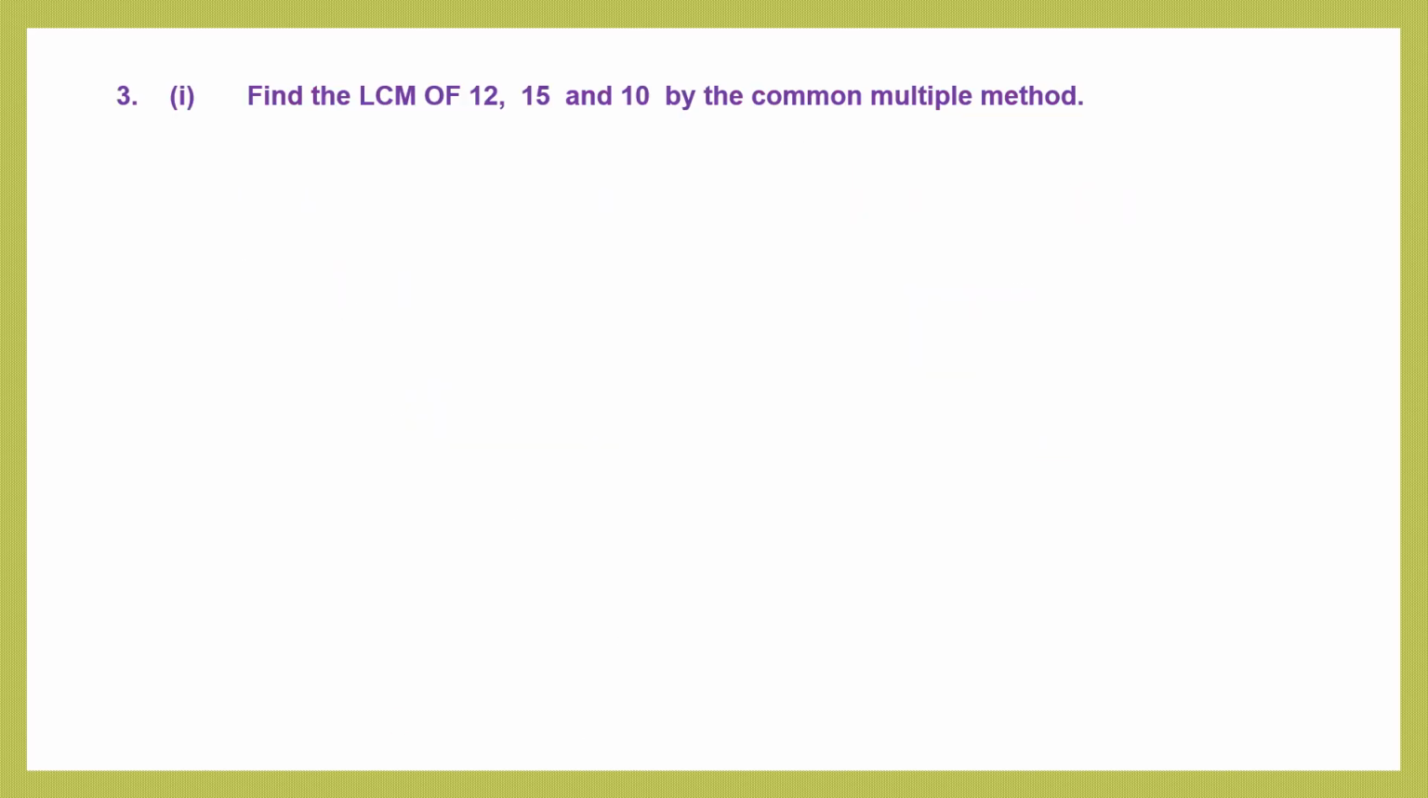Question 3. In this, the first one, find the LCM of 12, 15 and 10 by the common multiple method. Multiple method means we write the multiples of these numbers and find a common one. Okay, so let's begin. First we have to write the multiples of 12. 12 ones are 12, 12 twos are 24, 12 threes are 36, 12 fours are 48, 12 fives are 60, 12 sixes are 72. Okay, so we'll stop with that. There are many more to go. In case we don't find a common one, we'll write a few more.